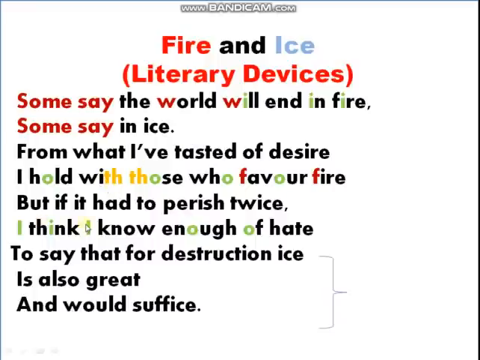Next we can find the use of one more device, that is assonance. In assonance we can see the prominence of vowel sound. So here we have some examples, just as we can see "will" and "in" "fire." Here another example is "I hold with those who favor fire." Then one more example of assonance is "I think I."